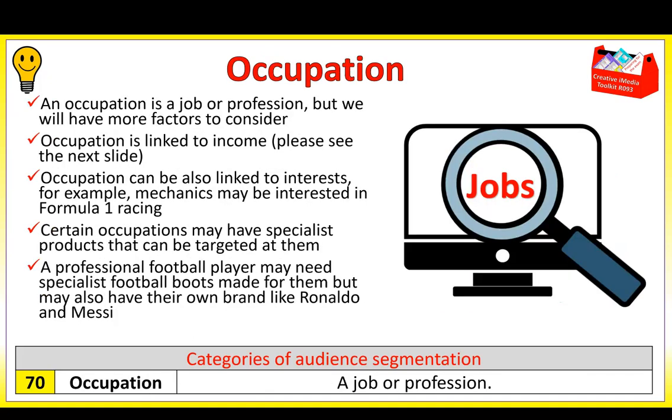Occupation. An occupation is a job or a profession. So this could be linked to income, very closely linked to income, because your job obviously brings in a wage, which is an income. And certain occupations have specialist products targeted at them. So a professional football player may need specialist football boots. A business person who travels a lot may need a specific kind of car, or a van for a tradesman. So there's lots and lots of considerations when it comes to occupation.